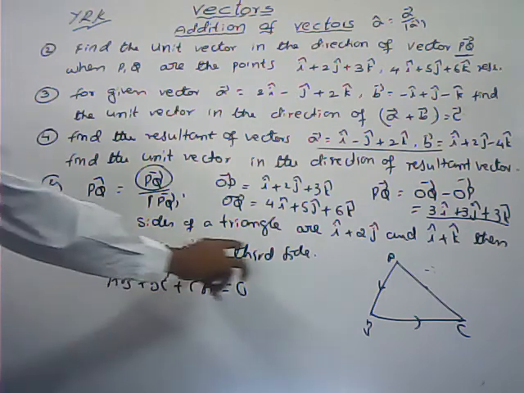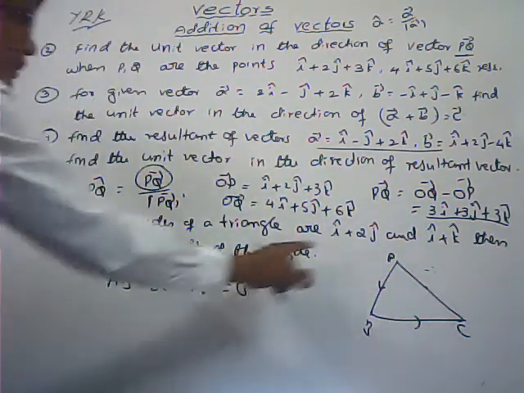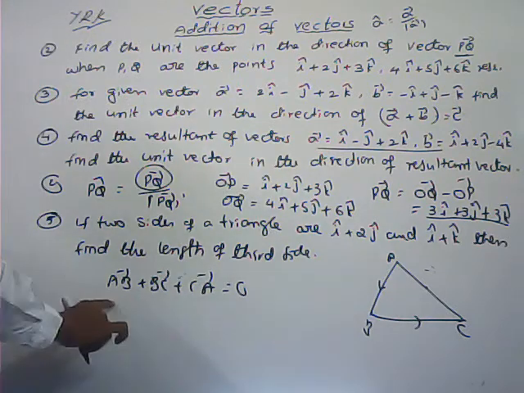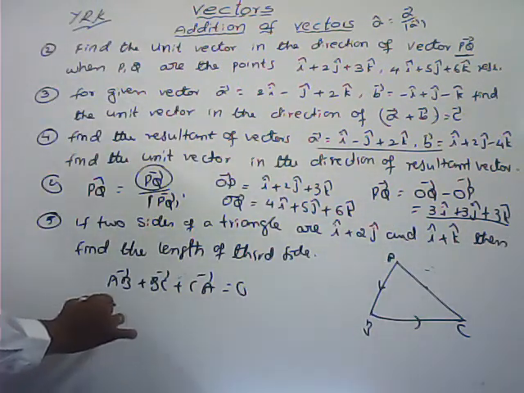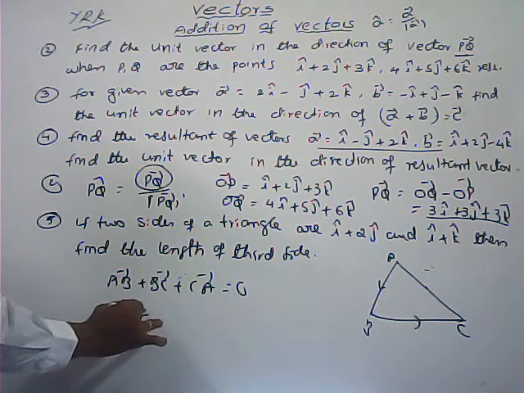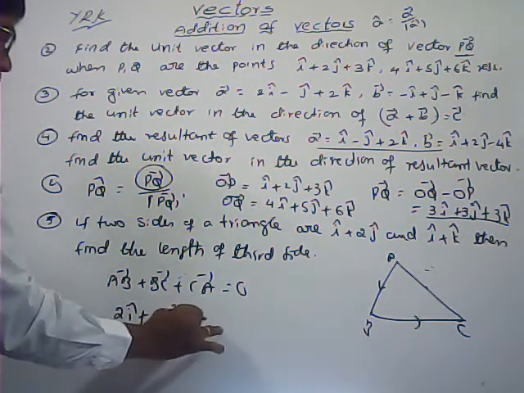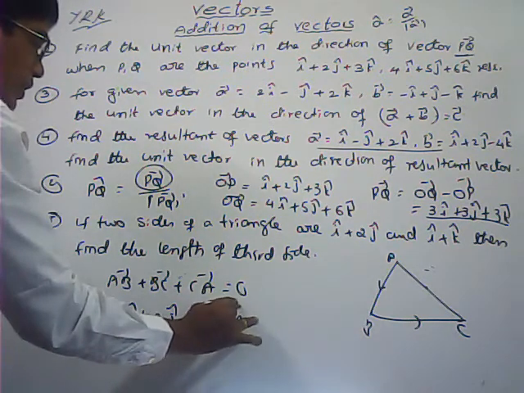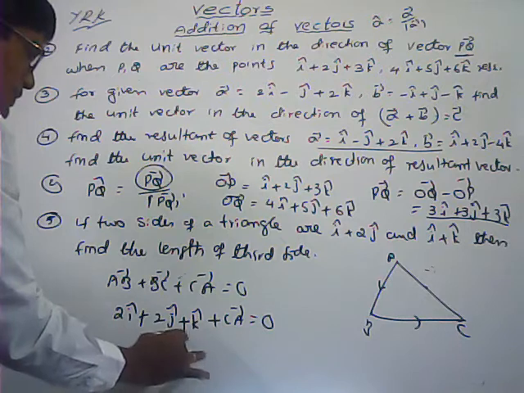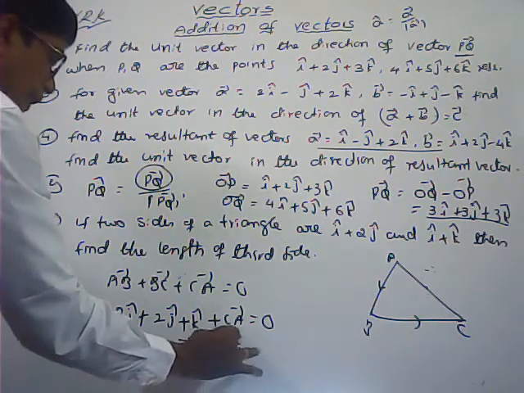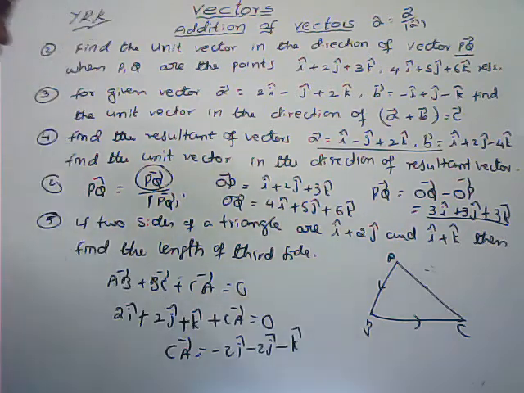Here these two vectors are representing two sides of a triangle. I am taking one as AB bar and another as BC bar. AB bar plus BC bar, adding these two: 2i cap plus 2j cap plus k cap, plus CA bar is equal to 0. Now CA bar is equal to minus 2i cap minus 2j cap minus k cap.